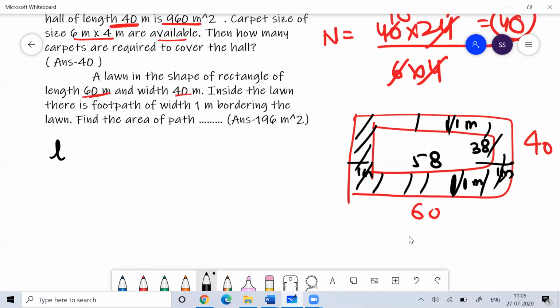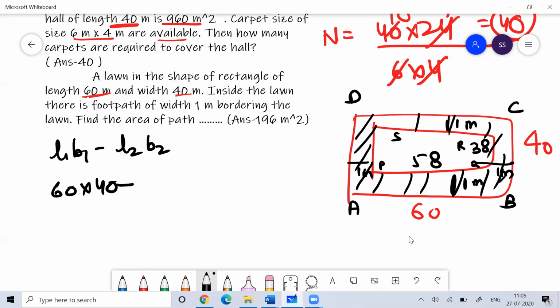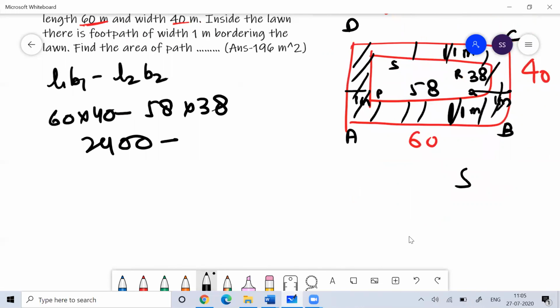So the area of footpath is what? That is L1 B1, if you remember, L1 B1 minus L2 B2. You understand this. There's no need of wasting time. So this is ABCD. This is PQRS. So the area of the footpath would be 60 into 40 minus 58 into 38. You can easily do that. This is 2400 minus 58 into 38.